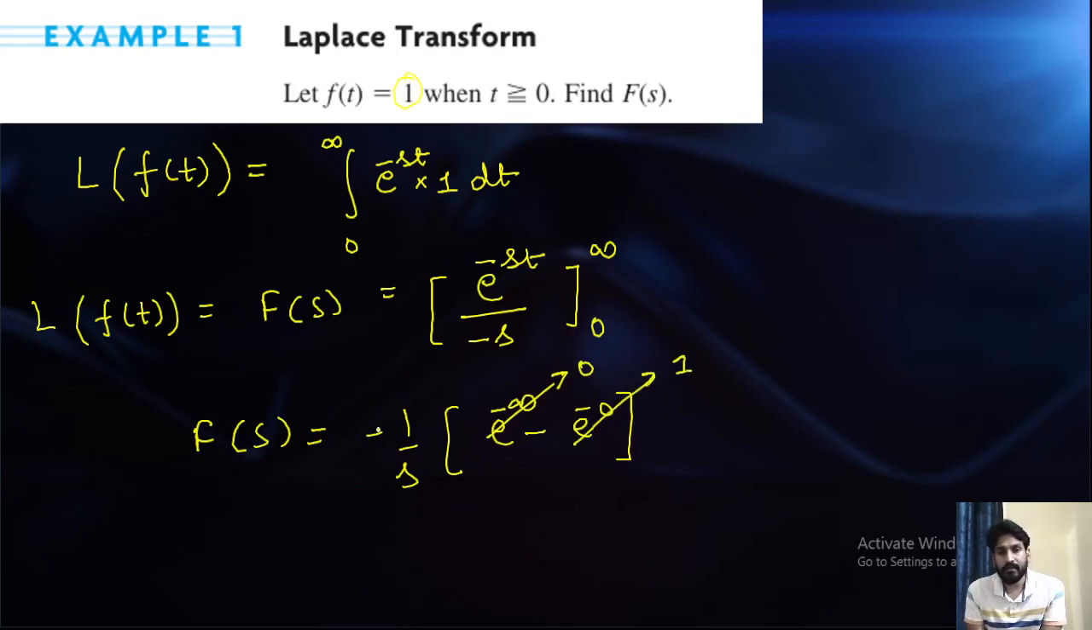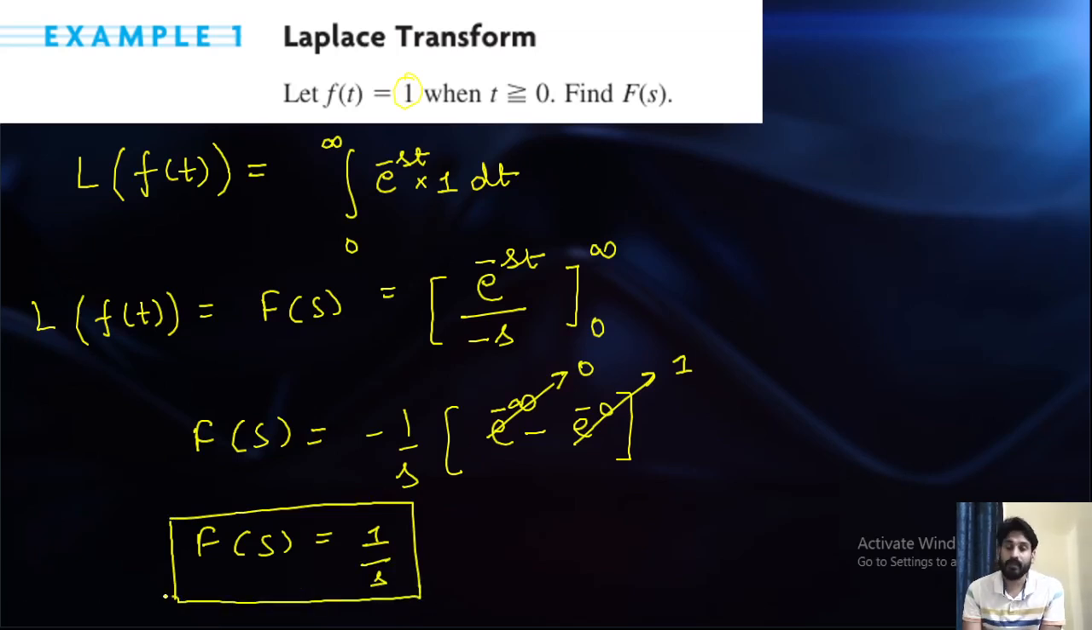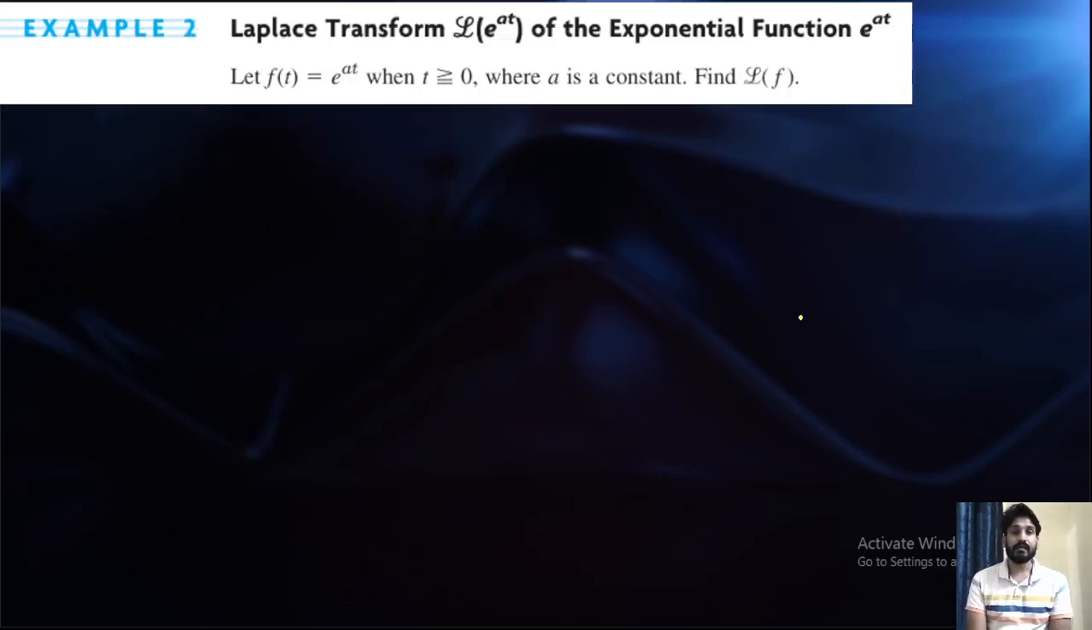So it is minus 1, and minus minus is plus. So what is my F of s, guys? My F of s is 1 by s. Is it clear to you or not? So Laplace of 1 is nothing but 1 by s. This is your answer. Next question.